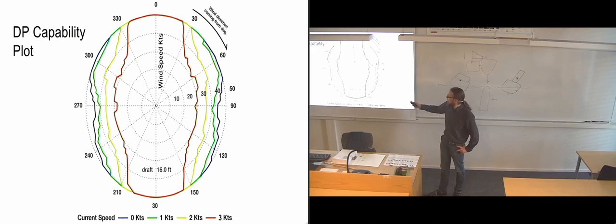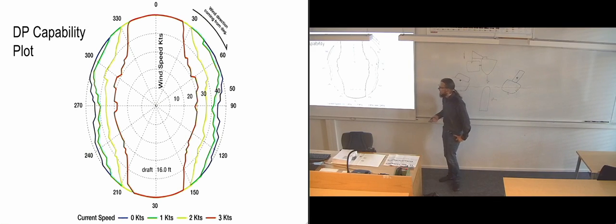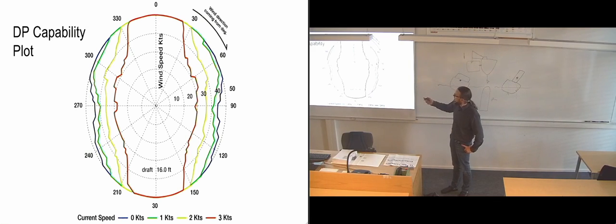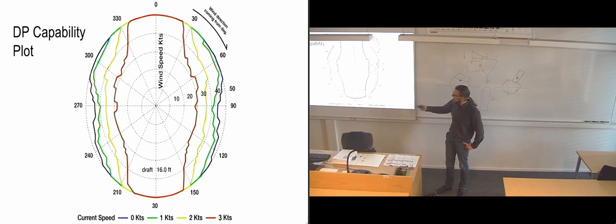And then we have the different circles going around here. So we have the 10 circle, 20 circle, 30 circle, 40, and then 50 in the outer one. That's the wind speed, meters per second. So we can have quite a lot of wind coming in here. The plot doesn't say anywhere that it's wind speed in meters per second, but that's what it is. And in this case, the vessel has a draft of 16 feet. So divide it by 3, and you'll get it in meters, approximately.